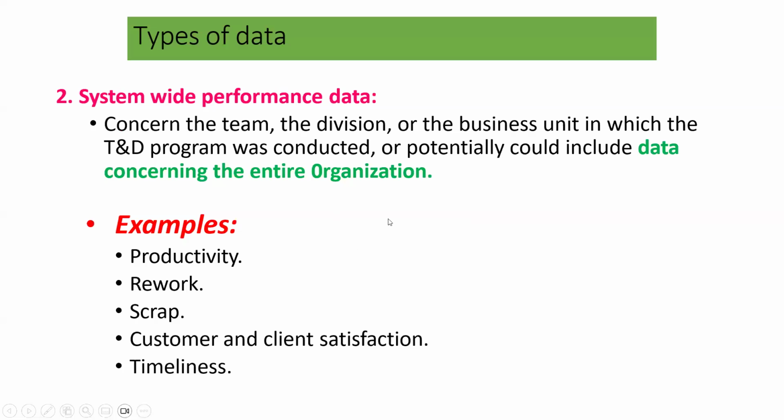System-wide performance data is company or organization-wide data. Sometimes you have a performance management system from which you can retrieve data like productivity, rework, scrap, customer and client satisfaction, and timeliness, in the sense of targets completed, time durations, and how many performance targets were completed late. Also scrap, accidents, rework, idle times, and machine downtimes. All these are system-wide data, right?